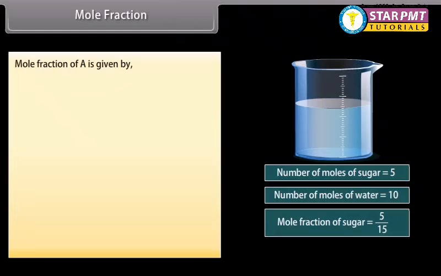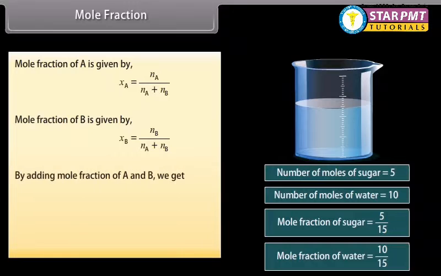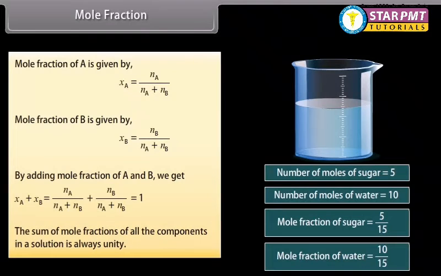Mole fraction of A is given by Na divided by Na plus Nb. Mole fraction of B is given by Nb divided by Na plus Nb. By adding mole fraction of A and B, we get Xa plus Xb is equal to 1. It implies that the sum of mole fractions of all the components in a solution is always unity.